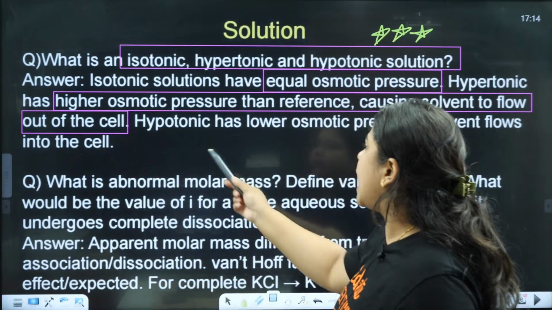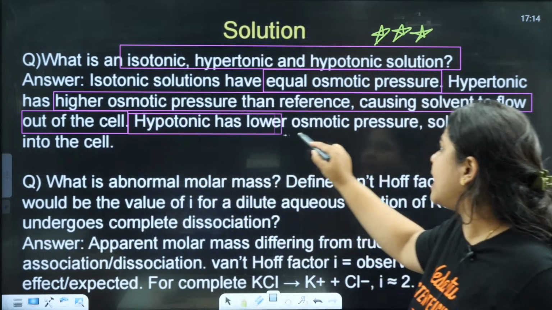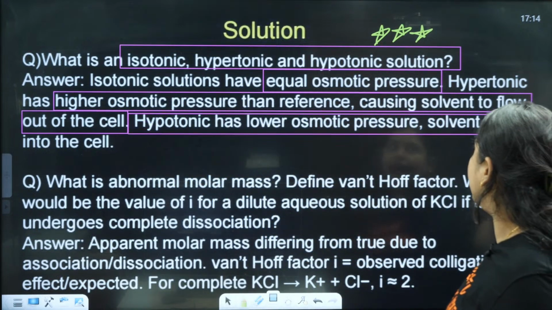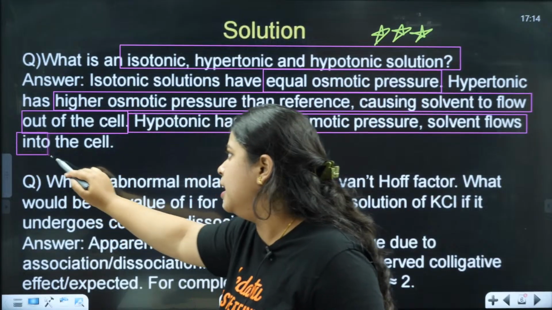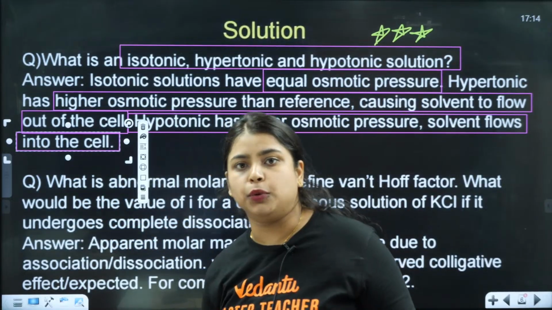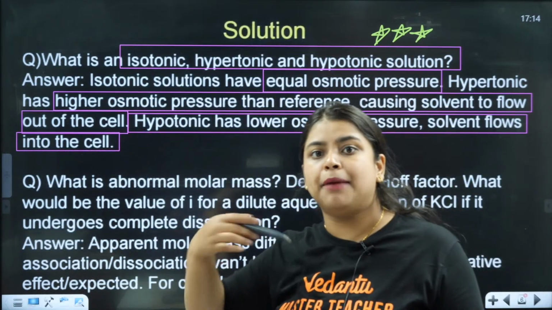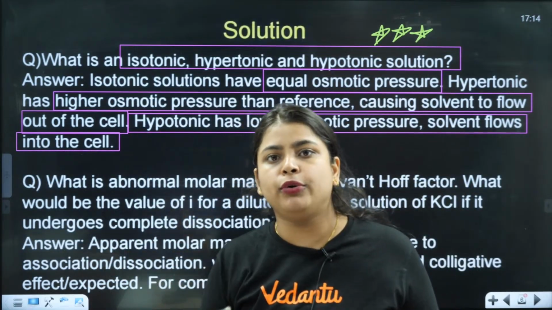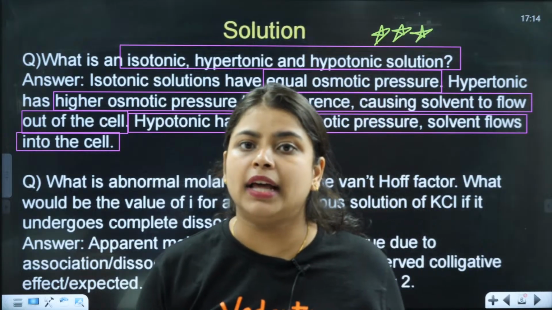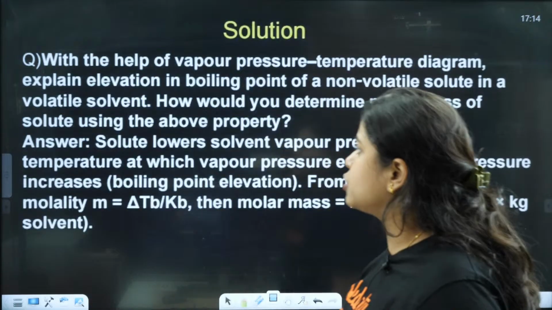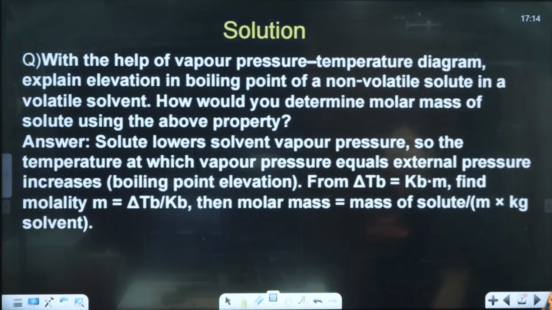So what is hypotonic? Hypotonic has the lower osmotic pressure and solvent flows into the cell. Solvent will flow into the cell. What happens in the hypertonic? Hypertonic, out of the cell. Hypotonic, inside the cell. Clear? Next question. With the help of the vapor pressure temperature diagram, explain the elevation in the boiling point.